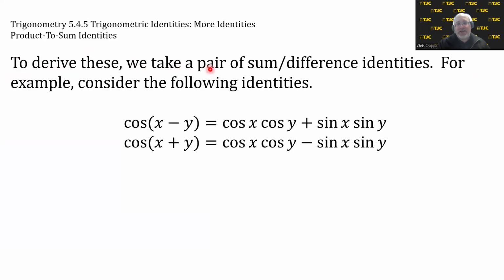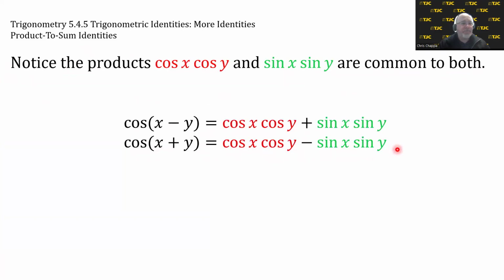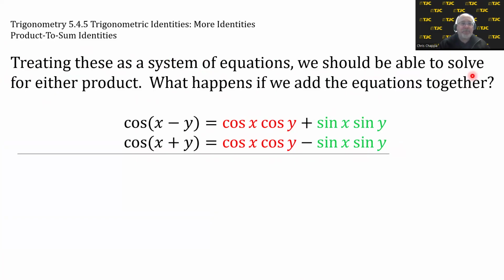To derive these, we take a pair of sum difference identities. For example, consider the following identities. Cosine of x minus y equals cosine of x cosine of y plus sine of x sine of y, and cosine of x plus y equals cosine of x cosine of y minus sine of x sine of y. Notice the products cosine x cosine y and sine x sine y are common to both. Treating these as a system of equations, we should be able to solve for either product.